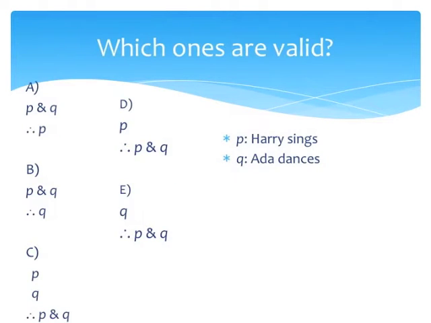Consider the forms on the left of the slide. Now, which ones are valid? If it helps, you could substitute P and Q with actual sentences, such as "Harry sings" and "Ada dances," but that is not necessary to test the validity. So take a look at the forms and try to determine whether they seem valid to you or not. You may pause the video if you want.